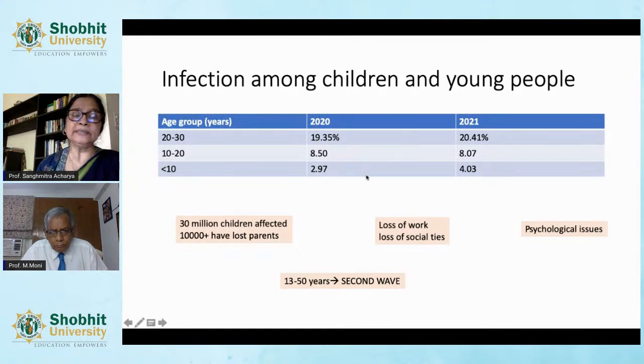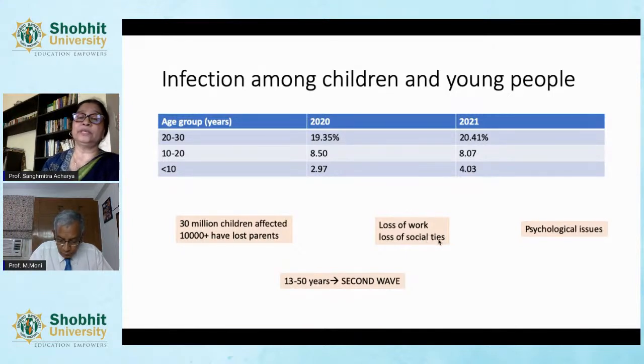The pointer here is that with this kind of trend becoming visible, and we very well know the socio-demographic profile of the country, what the age pyramid is of the country, we ought to be preparing ourselves for these 30 million children who have got affected. And as per the records of certain crowdsourced data, there are 10,000 plus who have lost their parents. Similar numbers, or even more, in millions, and it cuts across different sources, have lost work and their social ties, in terms of loss of somebody they cared for, and the psychological stresses which are happening.